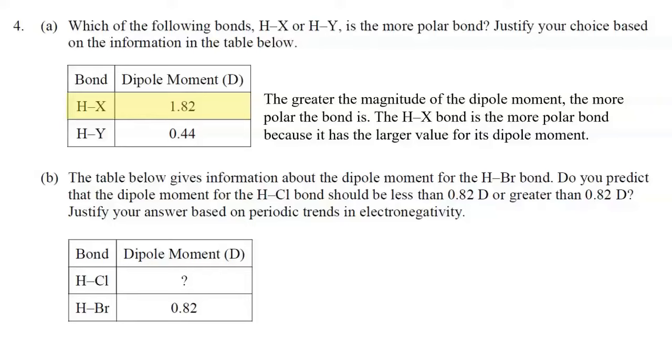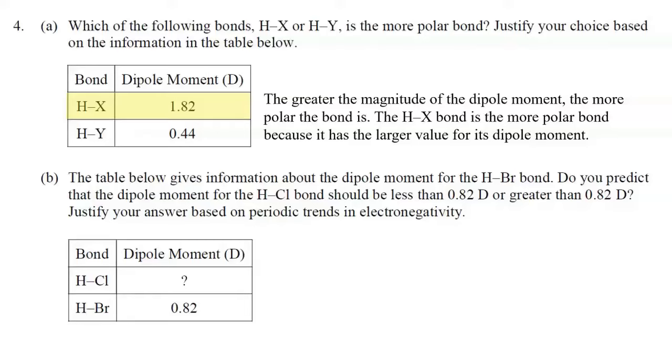You may recall from the PhET simulation that as the bond became more polar, the length of that arrow representing the dipole increased. All right, now moving on to part B of this question. Now we know the dipole moment of the HBr bond, which is 0.82 D, but we have to make a prediction about the dipole moment of HCl. So is that going to be less than or greater than 0.82 D? And it says justify your answer based on periodic trends in electronegativity.